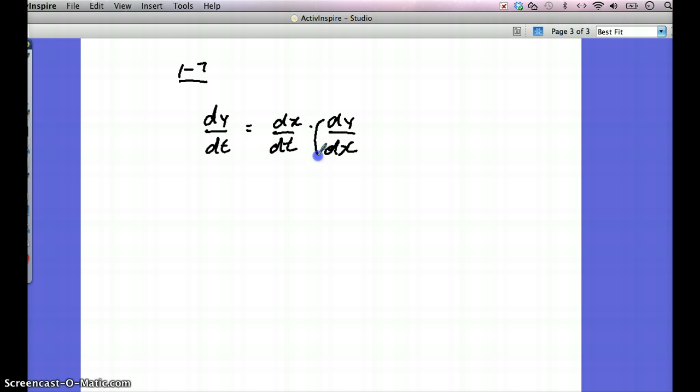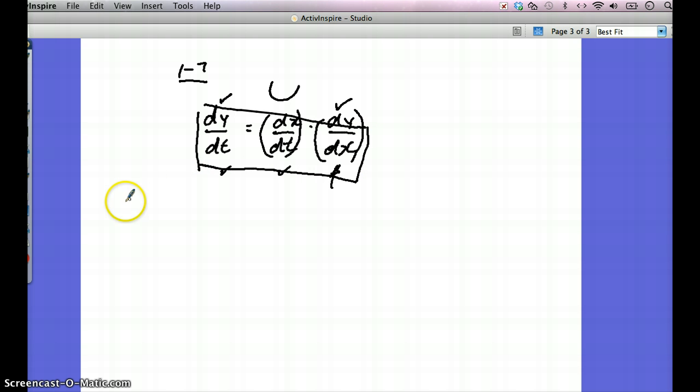So if you know 2 of these, let's say you know this and you know this, then you can find dy by dt. Similarly, if you know dy by dt and let's say dx by dt, then yes, you can find this one. If you know any 2 of these, you can find the other one. So that's a little extra there. Next week, possibly I'll put another one up in preparation for your test.